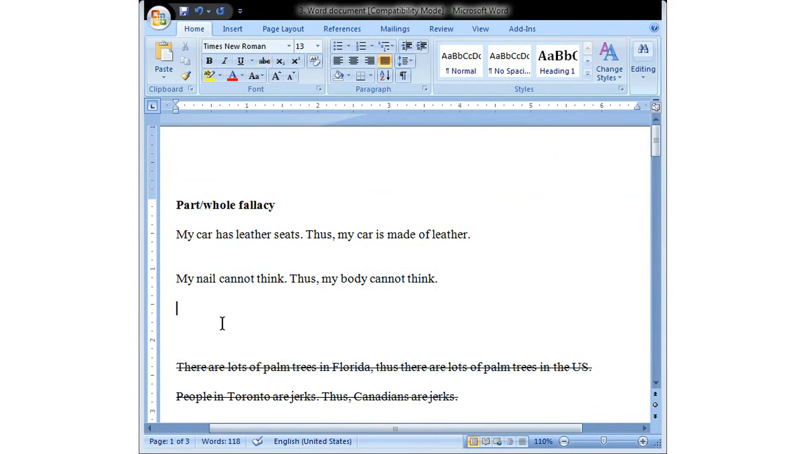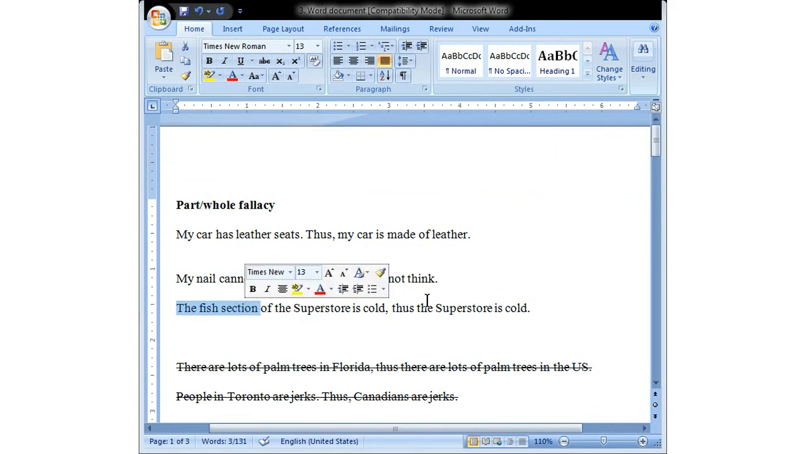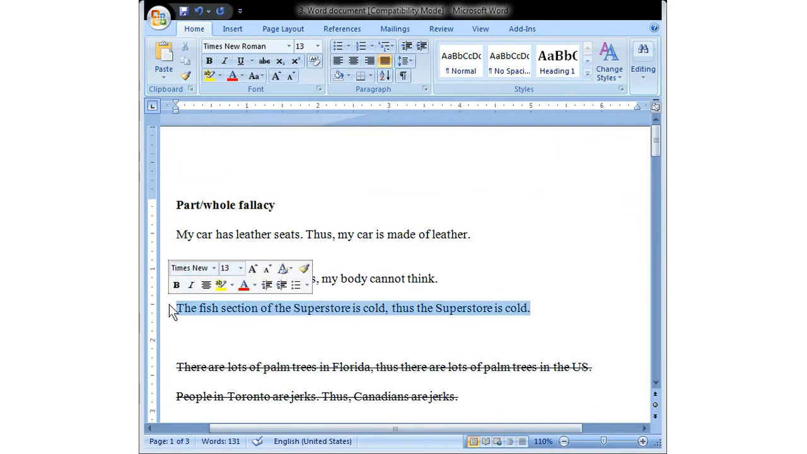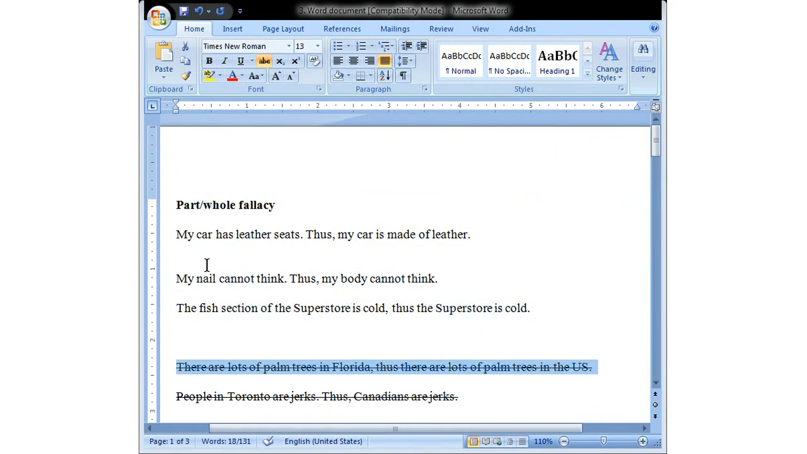Let's do a better example. The fish section. This is going to work. The fish section of the superstore is cold. Thus, the superstore is cold. That works, right? The fish section of the superstore is cold, thus the superstore is cold. Here I'm not generalizing from a sample. I'm using a part-whole relation. The fish section of the superstore, which no one goes to, by the way, at least not my superstore, is a part of the whole, right? This would be legit. These would fall under the rubric of another fallacy.